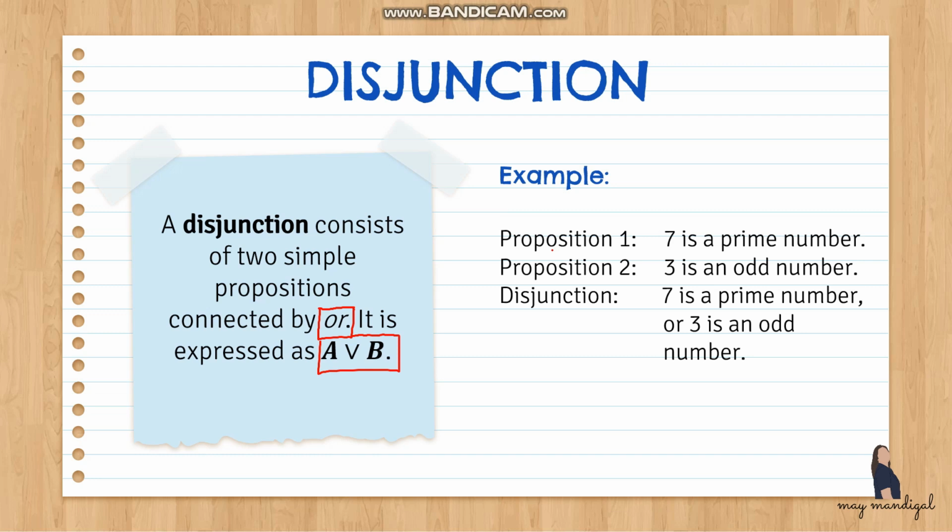So let's have the same example here. Proposition 1, 7 is a prime number. Proposition 2, 3 is an odd number. If we connect this using this junction, it will be 7 is a prime number or 3 is an odd number. So we use here OR as our connective. A again is for the first proposition, B is the second. We can use any other letters. Sometimes we use P and Q and then M. So it depends on you.